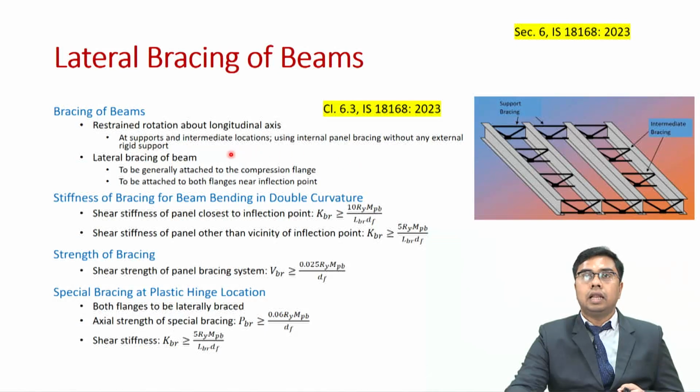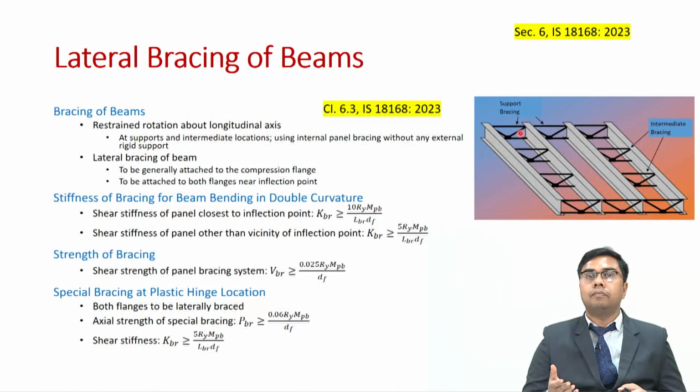Now, this lateral bracing of the beam should be attached to the compression flange, but in case there is an inflection point where your bending moment changes sign or your curvature reverses, there is a chance that the compression flange will become the tension flange and the tension flange will become the compression flange. So, in that case you need to attach this lateral bracing at both the flanges.